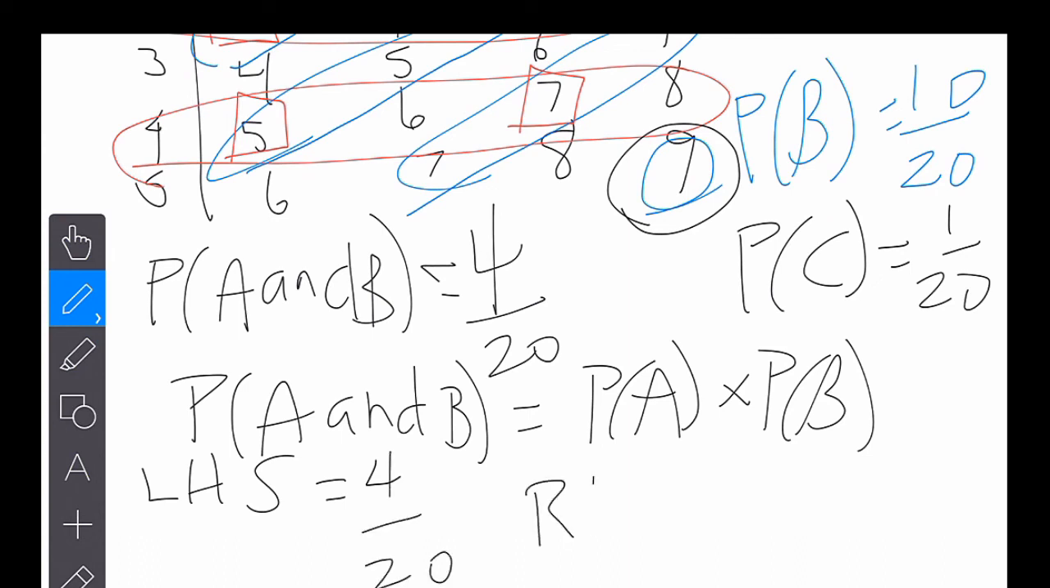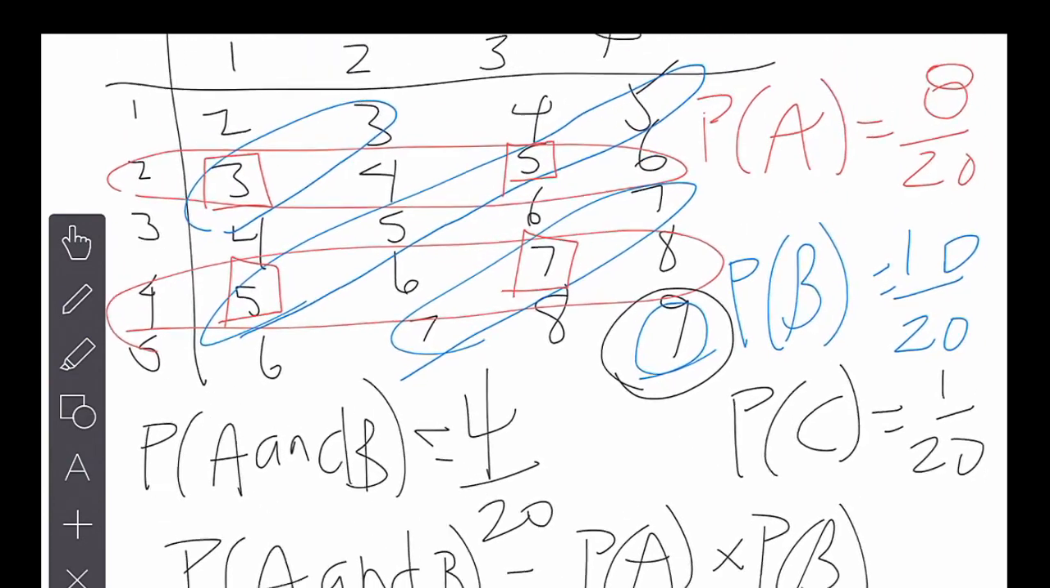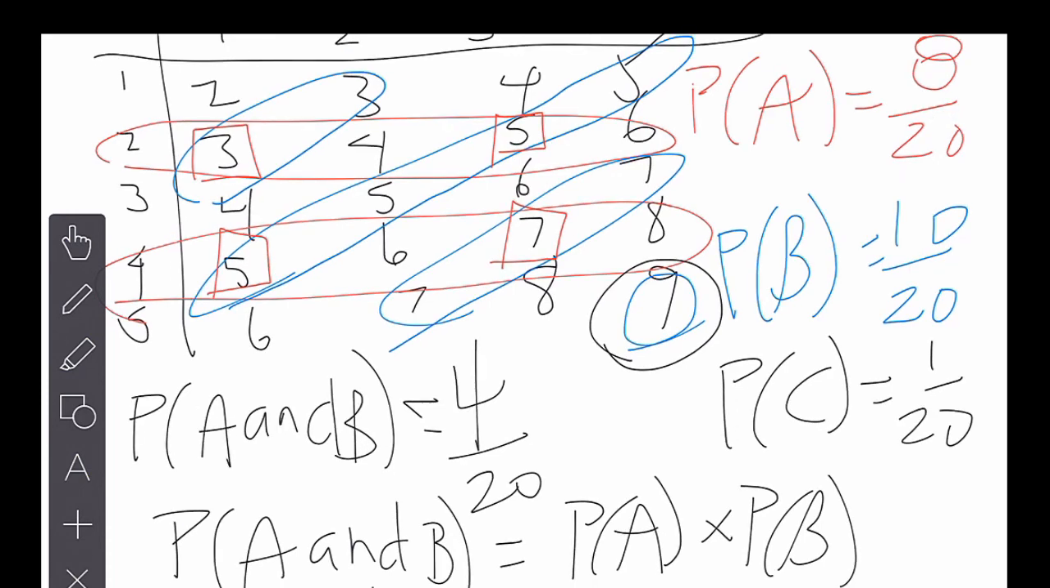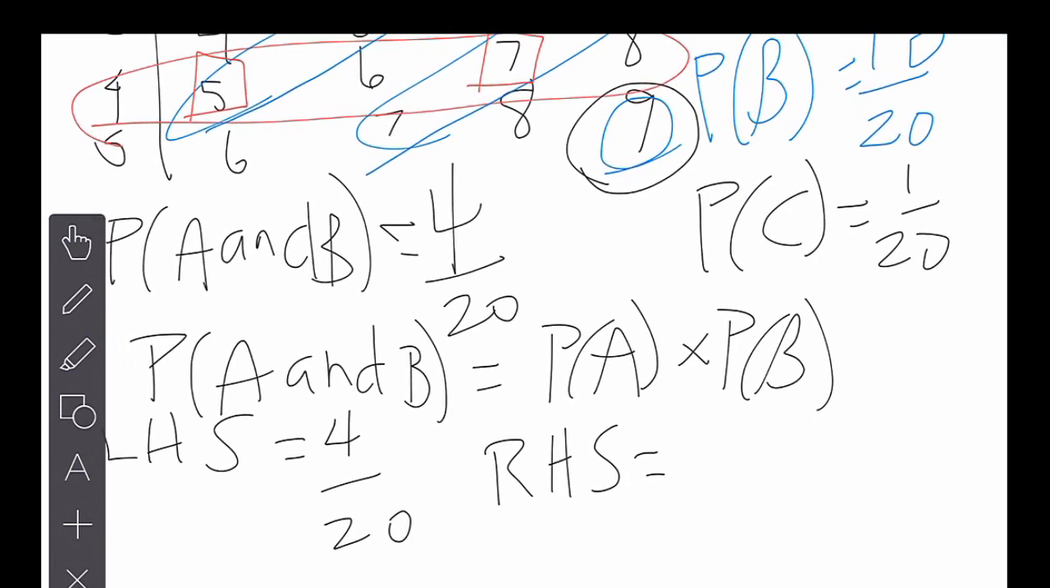What about the right-hand side? Well, the probability of A I calculated and the probability of B I calculated above, remember? Let's go look at those. The probability of A was 8/20, 8 out of 20, and the probability of B was 10 out of 20. So let's put them here and simplify. So this one was 8 out of 20, and this one was 10 out of 20.